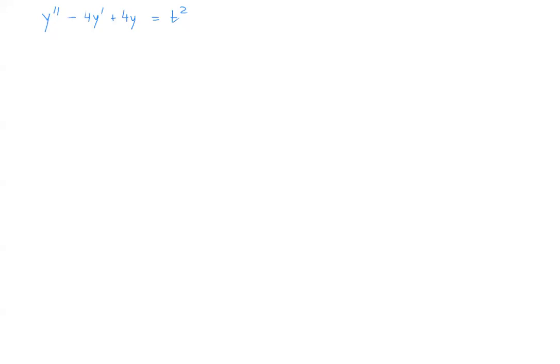Okay, so let's look at it together. The auxiliary equation is rho squared minus 4r plus 4 is equal to 0. And the general solution of the homogeneous that you should have found should be C1 e to the 2t plus C2 t e to the 2t, right? So far, so good. Everybody with me?